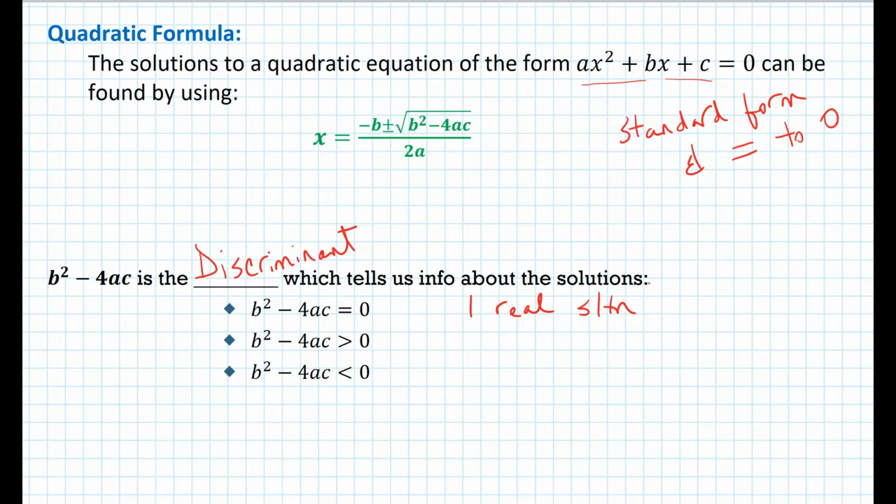If your discriminant is equal to 0, then you get one real solution. Okay. If your discriminant is positive, so now we have a positive number under that radical, and we take the square root of a positive number, and then we get negative b plus or minus that positive number. How many solutions does that give us? 2, and those are also going to be real.